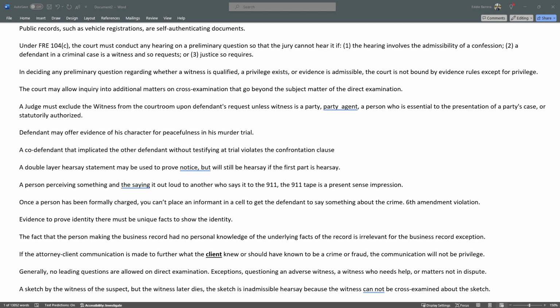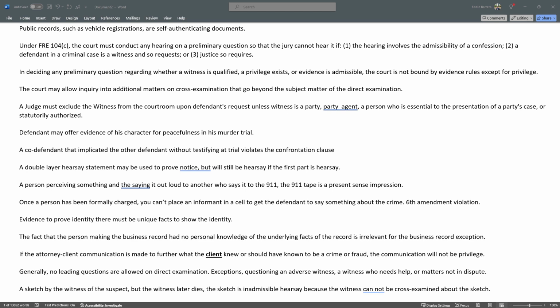A person perceiving something and saying it out loud to another who says it to 911: the 911 tape is a present-sense impression. Once a person has been formally charged, you can't place an informant in a cell to get the defendant to say something about the crime. That is a Sixth Amendment violation. Evidence to prove identity: there must be unique facts to show the identity.